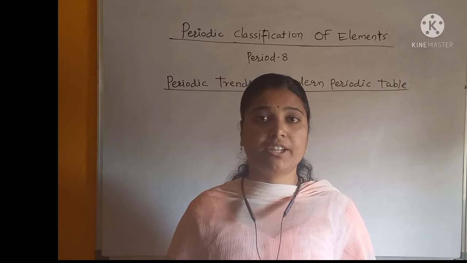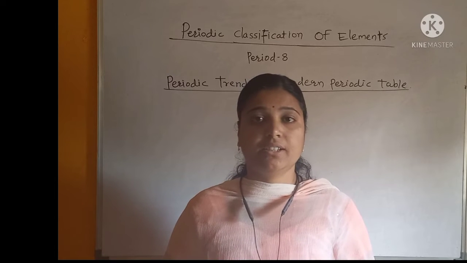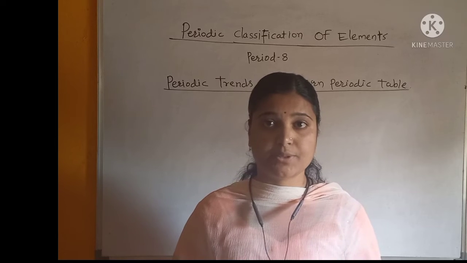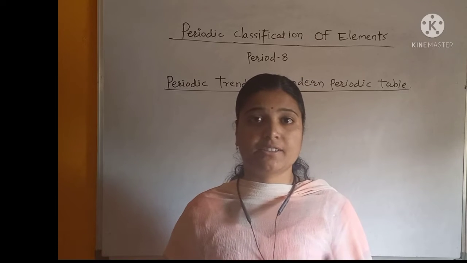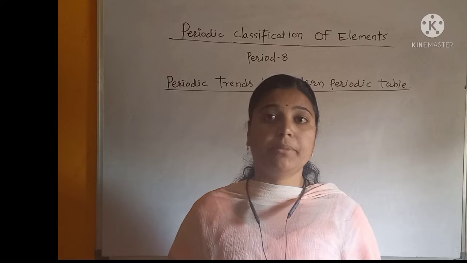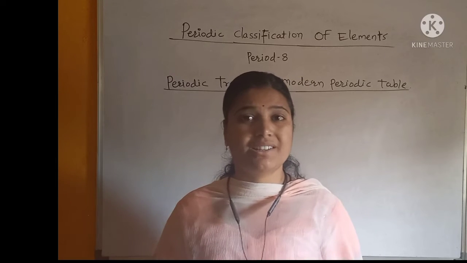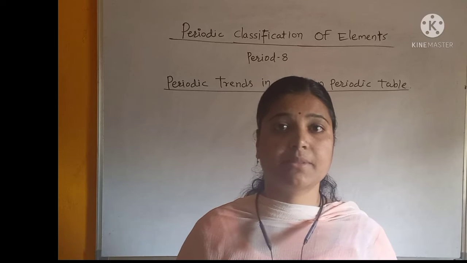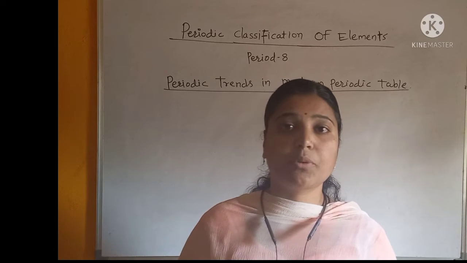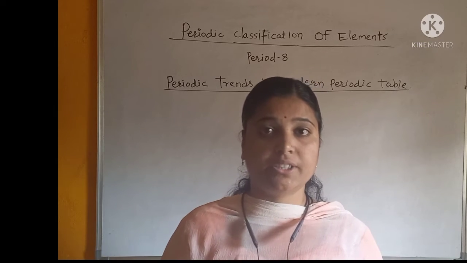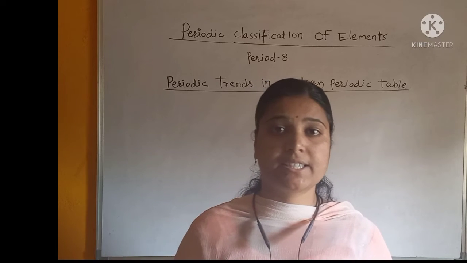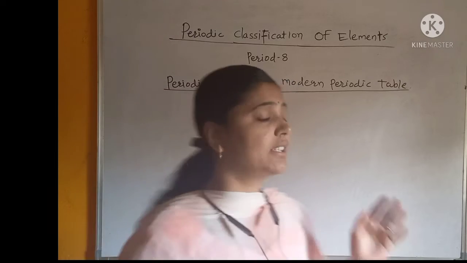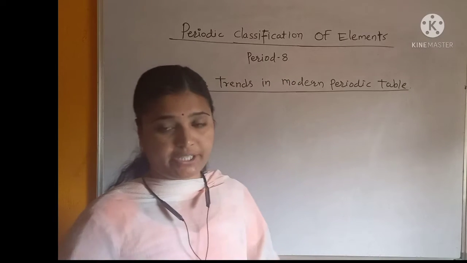The first regularity is the electronic configuration, then atomic size, and also metallic and non-metallic character. Some elements show metallic character, some are non-metals, and some are called metalloids, meaning they show some properties of metals and some of non-metals. Some elements have the same valency, some have different valency. According to their electronic configuration, when the number of electrons increases, what change happens in their atomic size? All these topics come under periodic trends in the modern periodic table.